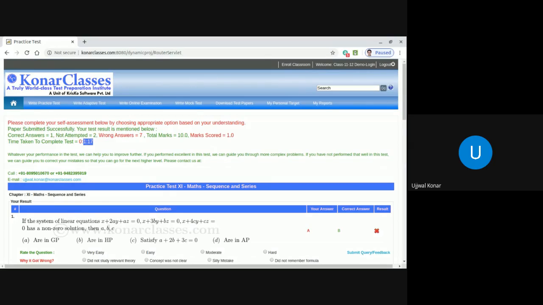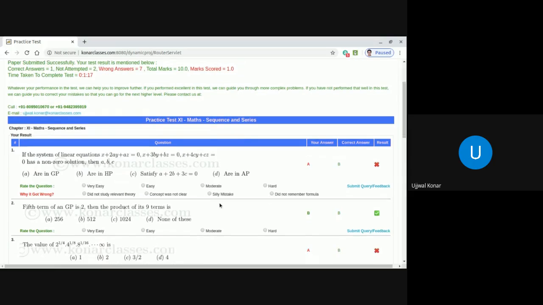Then after that, a very important step is what I mentioned: please complete your self-assessment below by choosing the appropriate option based on your understanding. So for example, the first question, correct answer is B, but I choose A, so a student can choose that option A. I can assume that you chose A. Okay. Now, first we are asking you to read the question.